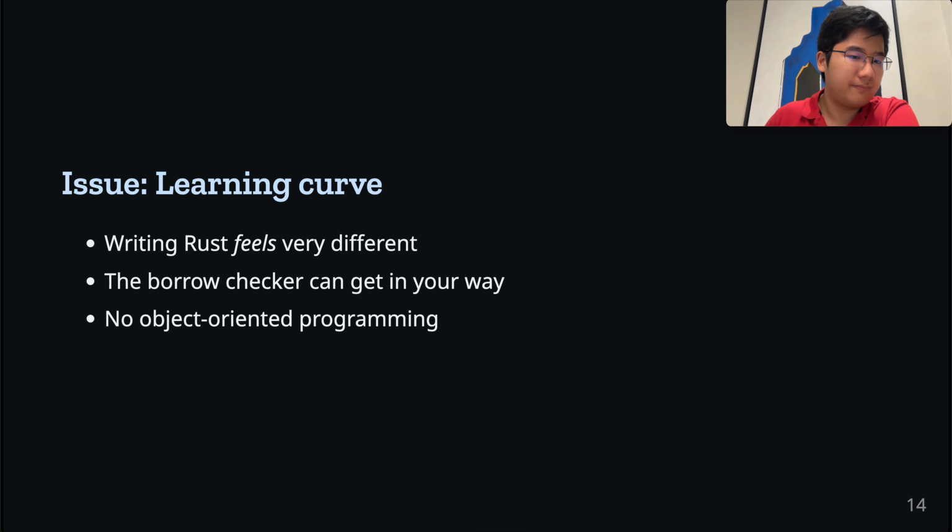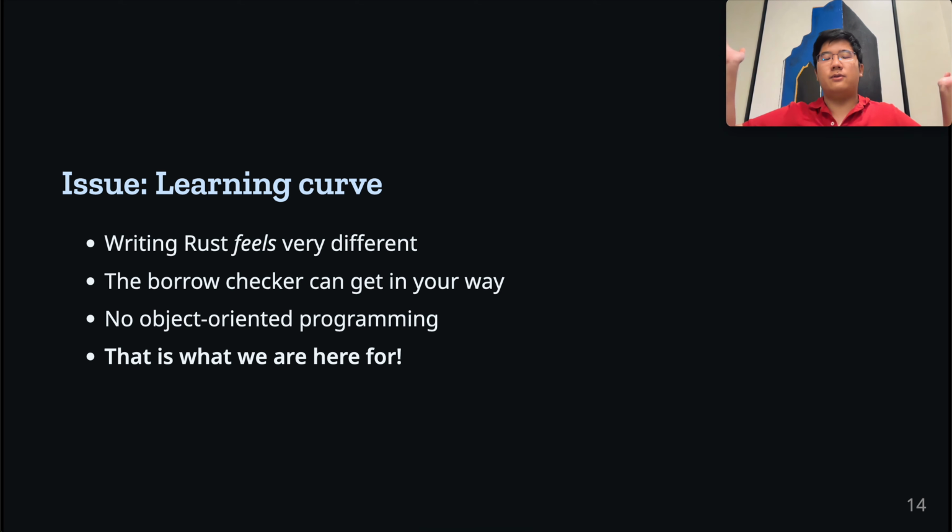No object-oriented programming. Almost all of you will know what object-oriented programming is, and probably a lot of you will have only exclusively programmed with objects. There are no objects, in the Python and Java sense, in Rust. So learning to code with Rust can feel very, very different. That's what we're here for, right? That's the whole point of this course. This is a hard language to learn.